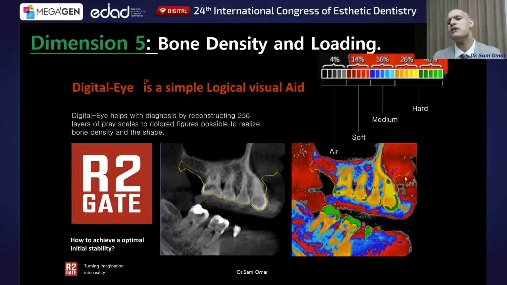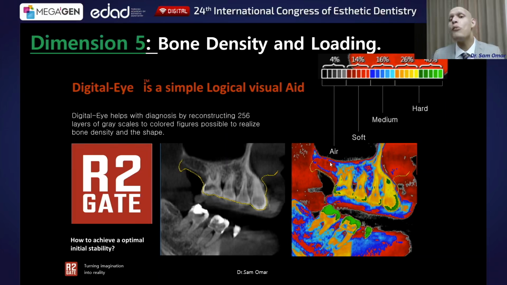So if you look at the image on the right side, this is the image that we have with digital eye. If you look at the anterior mandible and the anterior maxilla, you'll find that this is hard density bone because it's yellow color. So basically this yellow color is translated in the density scale to hard bone. The more we go towards the back, you'll find that the predominant color is actually blue. So if we translate the blue color in the density scale, you'll find that this is actually medium density bone.